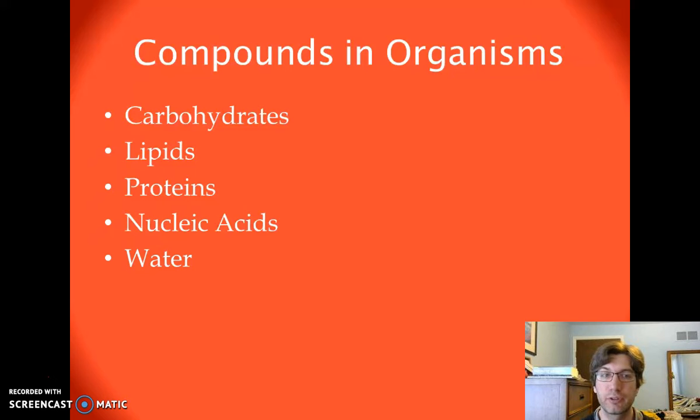Our living things are going to be made up of 5 different compounds. For the most part, these are going to be organic, but again, you do see water down there, so water is inorganic, but all living things have these 5 chemicals, and we looked at that in Chapter 1 as well. So let's talk about them.